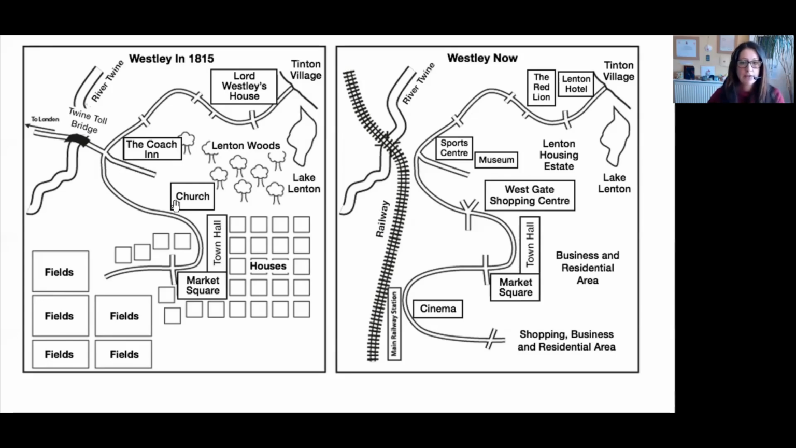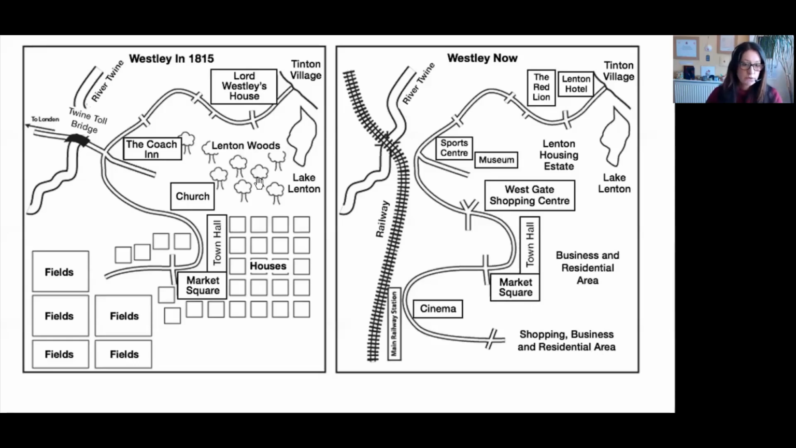Now, if we compare that to the map on the right, I think probably the first thing we notice is that those fields have disappeared. There's a railway line in its place now, going all the way to the top of the map. And what was previously just a residential area with houses is now business and residential area. And we have this new shopping, business and residential area at the bottom of the map.